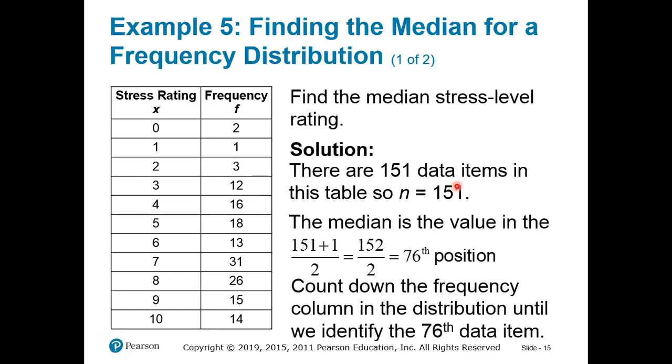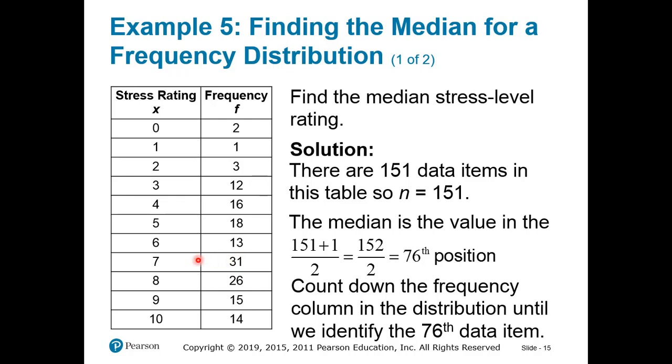I'm not going to want to count all the way to the middle, but I can use the formula. Since it's an odd number, I add 1 and divide by 2, and I get 76. So it's the 76th position. I need to count until the frequency adds to 76. So this is going to be 3, 6, 18, and then 34, 44, 52, 62, 65, and then 76 crosses right in here. So that tells me the median.